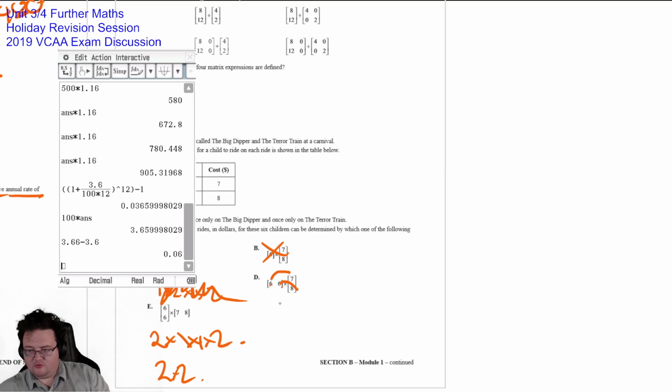Whereas this one here will produce a 1 by 2 times a 2 by 1, and it will produce a 1 by 1 answer, which is what we need. D is the only answer that makes sense.